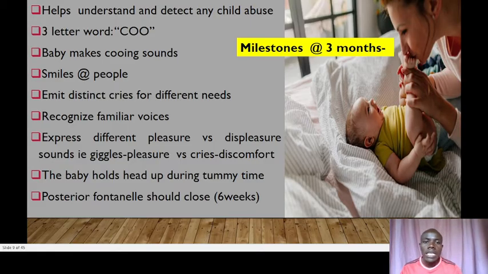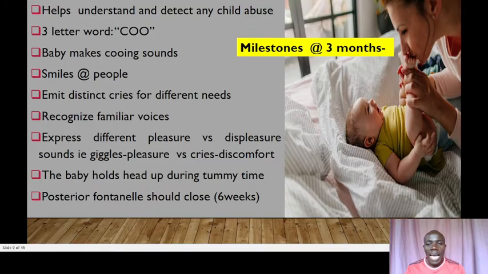So the baby will be making cooing sounds. They smile at people. They emit distinct cries for different needs. Actually, the mother is able to tell which type of cry it is. Is it for feeding, or is it for changing the diapers, or is it for something else? They're able to recognize familiar voices. They express pleasure and displeasure sounds. So they giggle when they are happy, and they can cry when they are in discomfort.